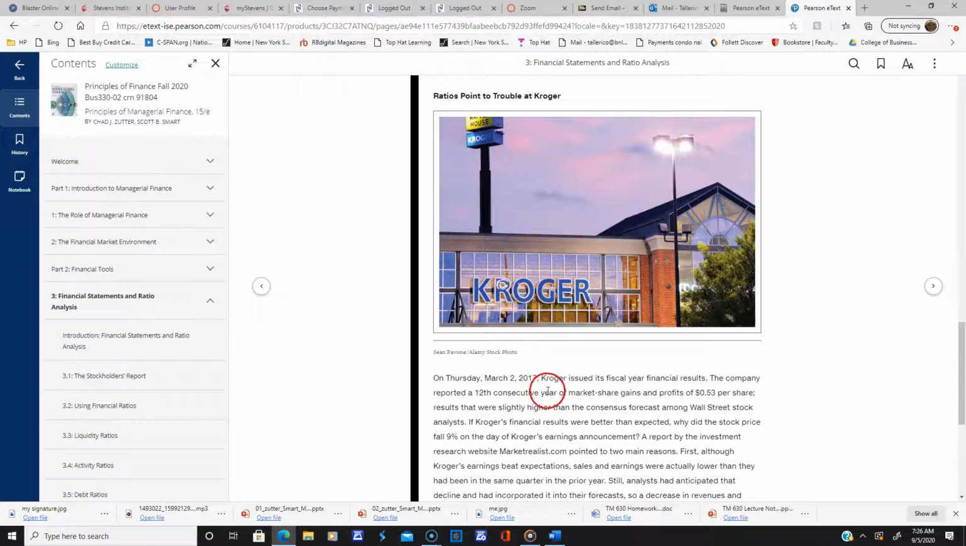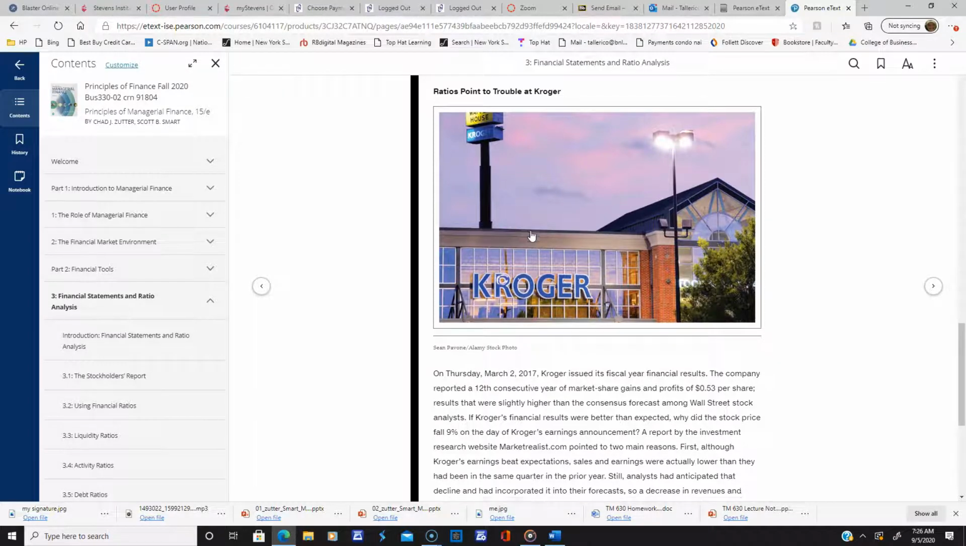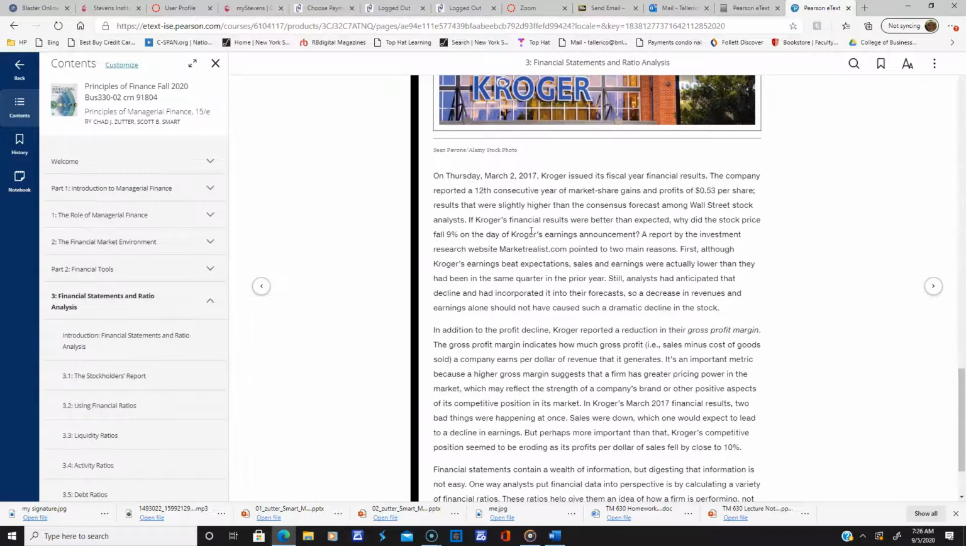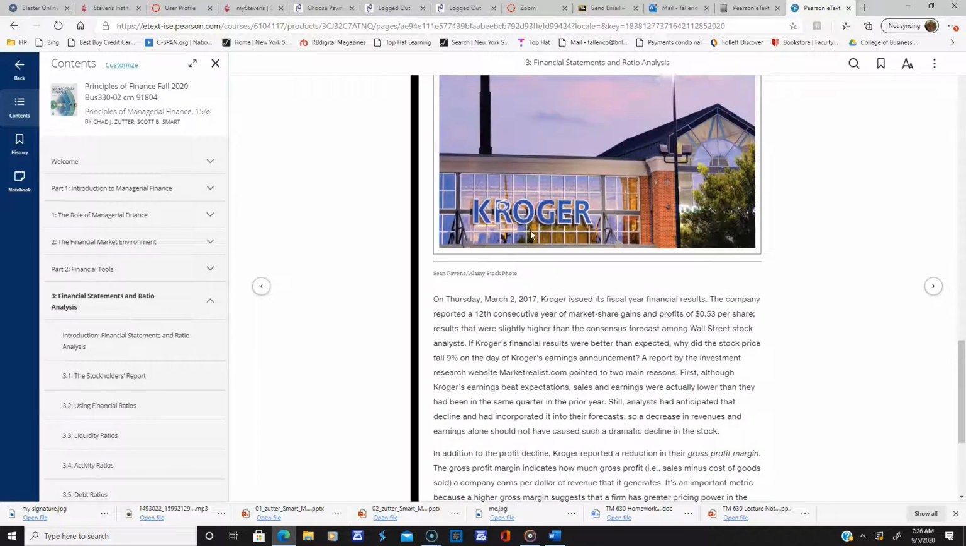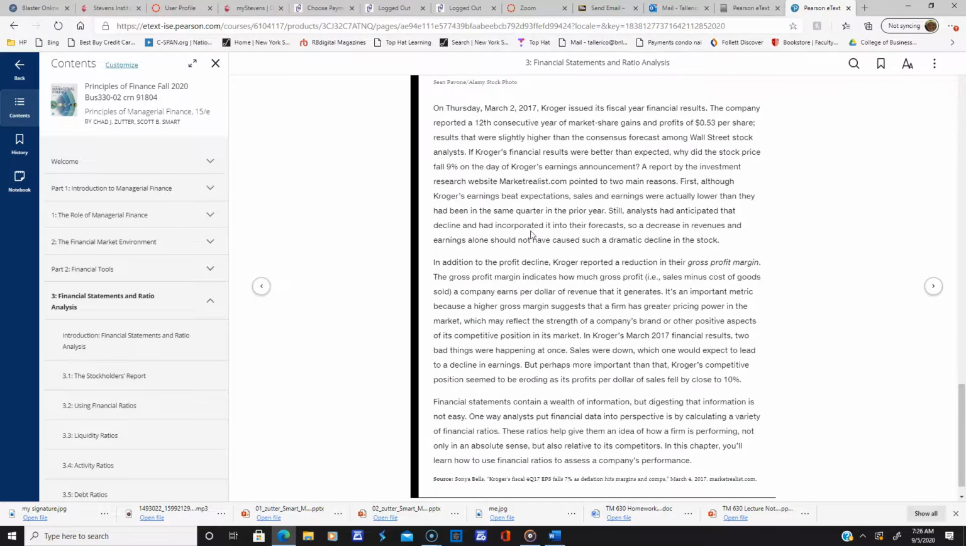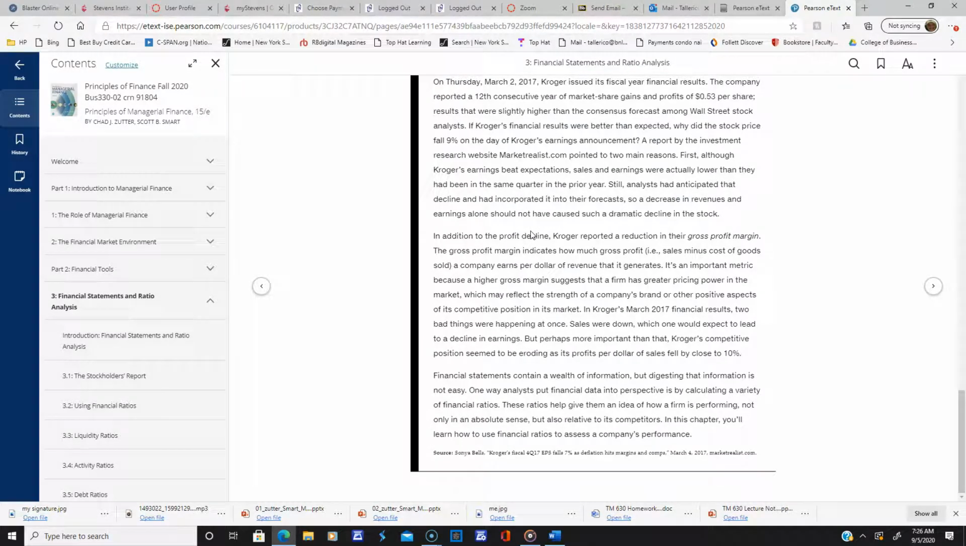They use Kroger as an example here, and then they go into Whole Foods. But you can read these case studies, and they're quite interesting.